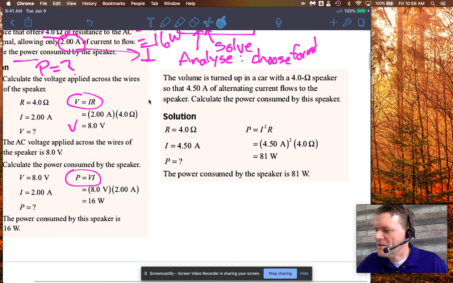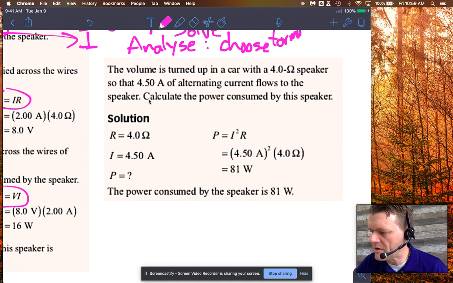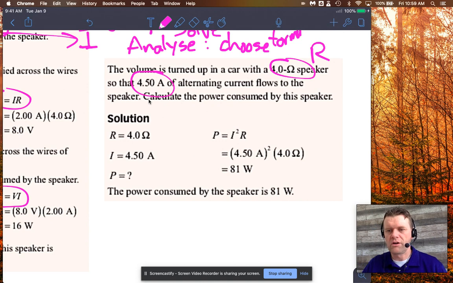Moving on. Here's another one. Actually, this one does do the same method we just did. So in this example, it says that there's 4 ohms of resistance in a speaker. So there's R again, and we actually are given the current again. And actually, this is AC current.